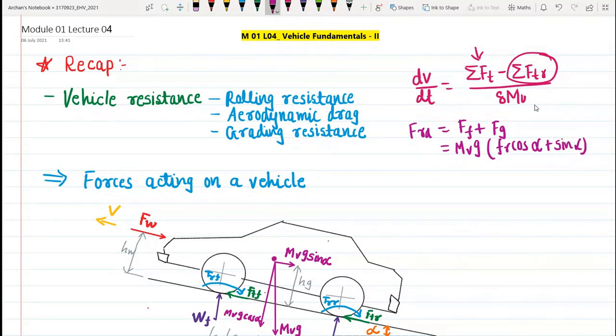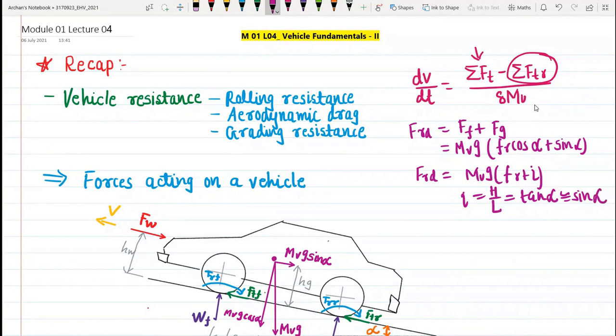And we have also seen that if the road angle is very small, then the same equation can be written as mv g (fr + i), right? So that was our equation, and here i is the grade, which is nothing but the ratio of h by l, and which is approximately equal to tan α, and we have considered it as sin α only. Because the road angle is usually replaced by the grade value when the angle is very small. So this is what we have seen.